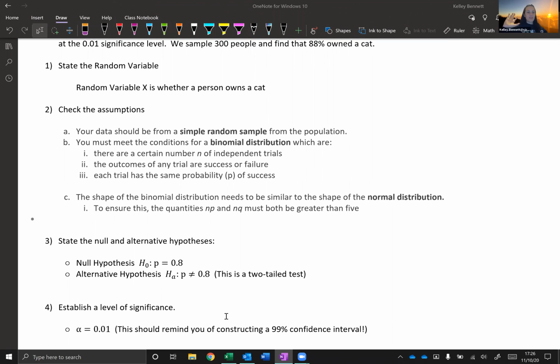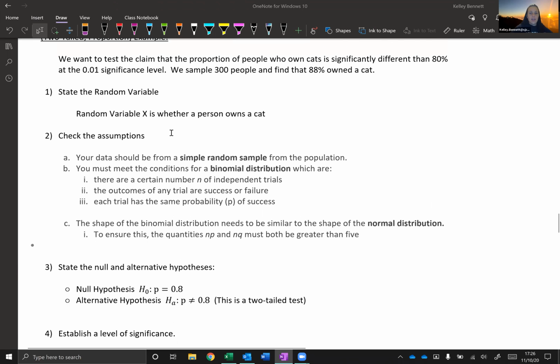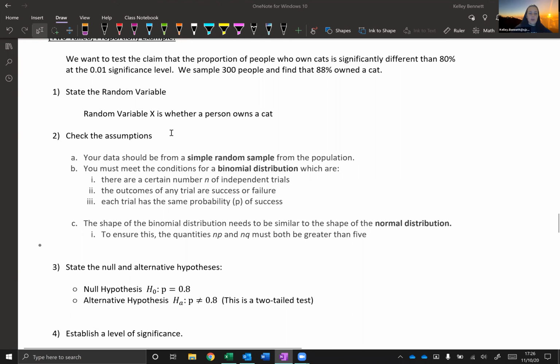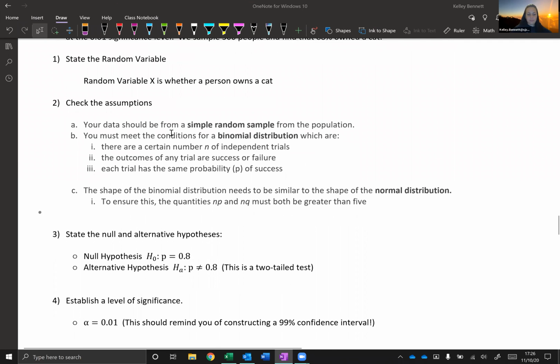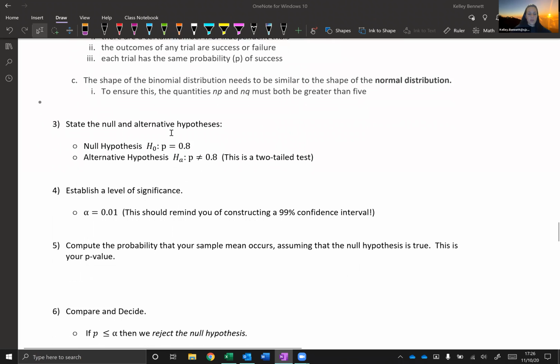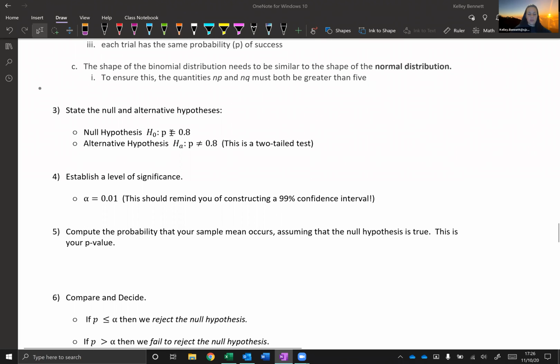So let's establish a level of significance. Oh, one was established for us in the problem. So here we see at the very tippy top, we want to test it at the 0.1 significance level. That just means that alpha is 0.1. And now we want to go ahead and compute our p-value. So let's open up our Excel sheet. We'll see that we can check the assumptions for part C and step 2, and then we can continue on with our problem.